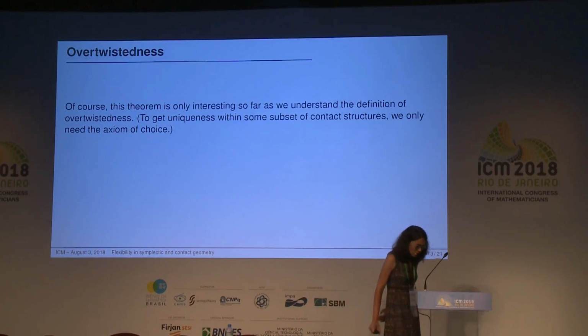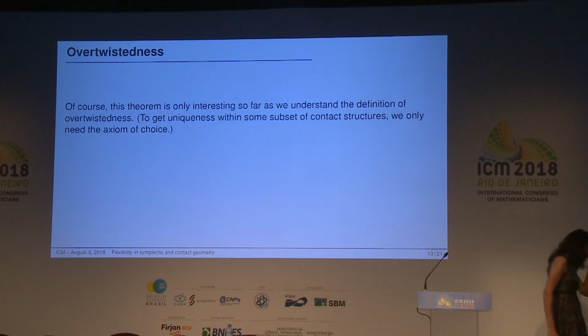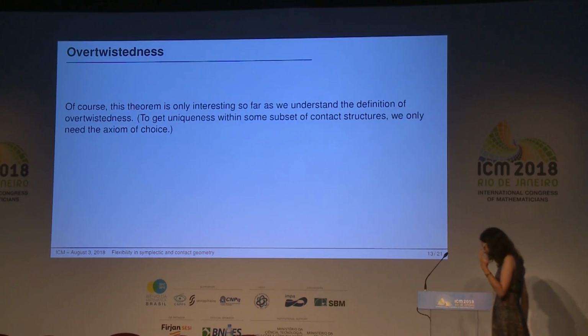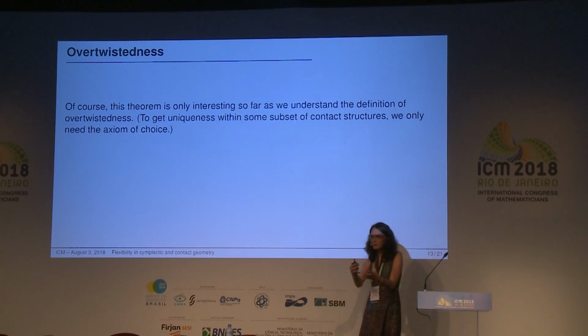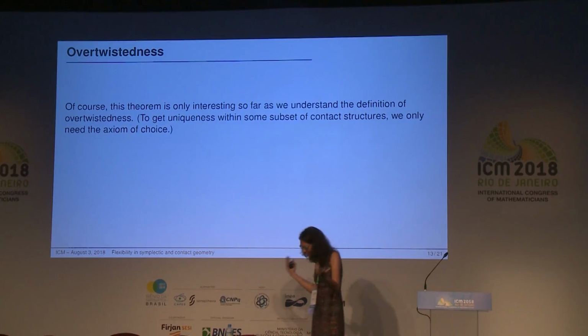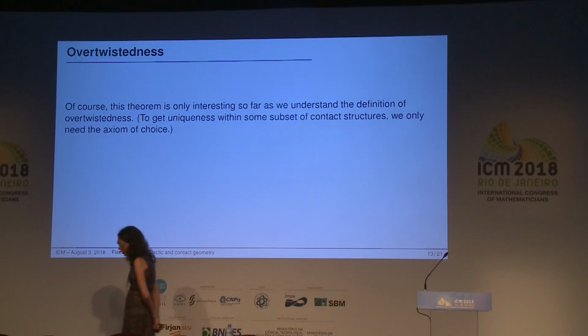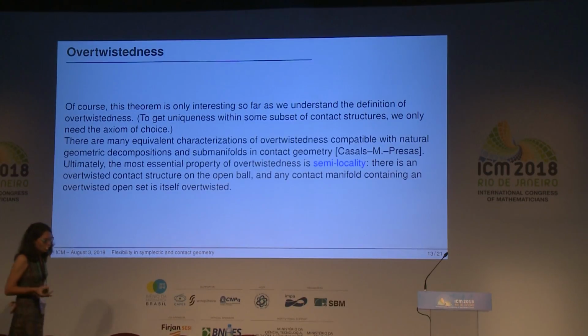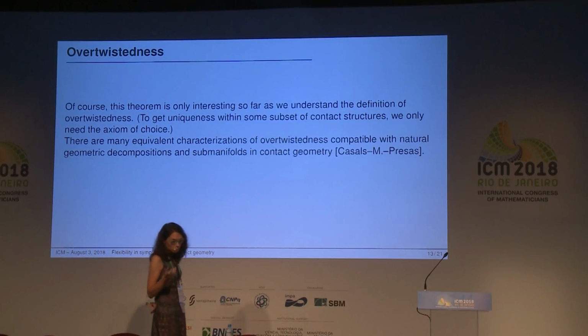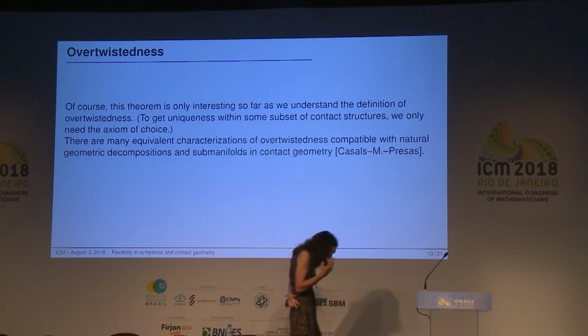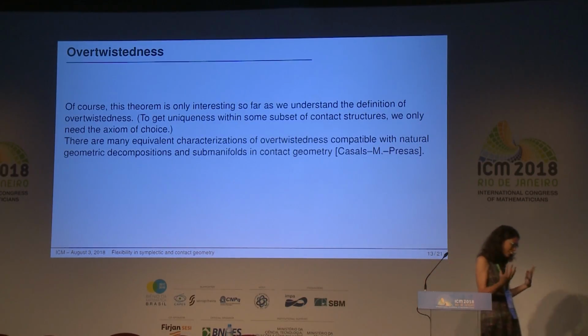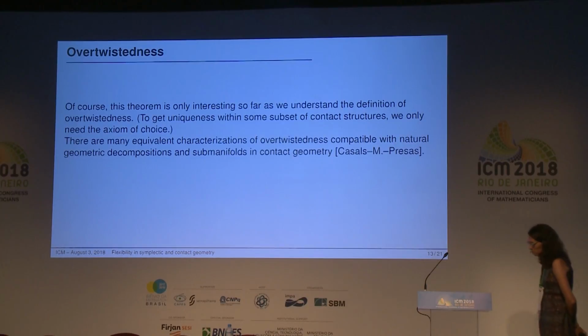Now, this theorem, as I stated it, has no content to it, because if you want to prove uniqueness among some subclass, that doesn't take any proof. You just choose some. This is only going to be useful if I have interesting properties for what overtwistedness is.